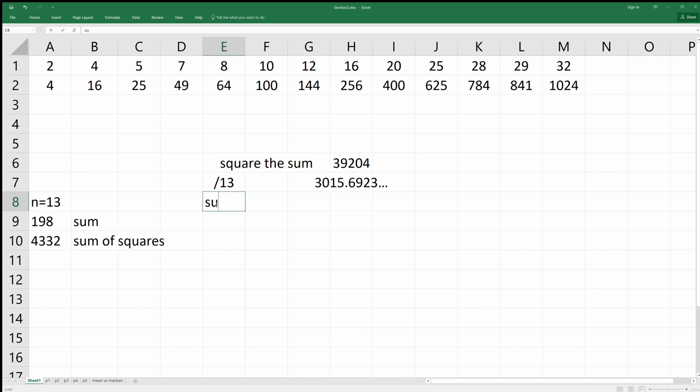And then I will subtract that from the sum of squares.